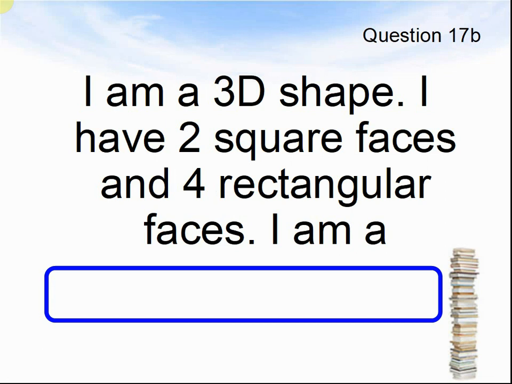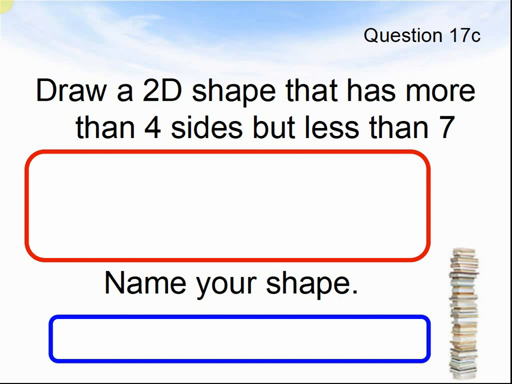I am a 3D shape. I have 2 square faces and 4 rectangular faces. I am a what? Pause the video until you are ready for the next question. Here comes the next question, question 17c. Draw a 2D shape that has more than 4 sides but less than 7. Name your shape. Pause the video until you have finished writing or drawing your shape.